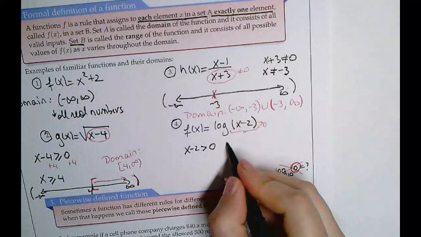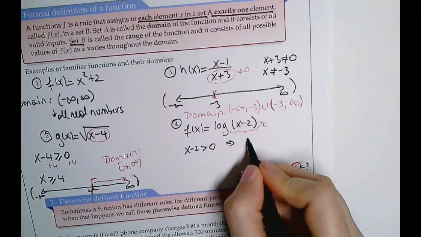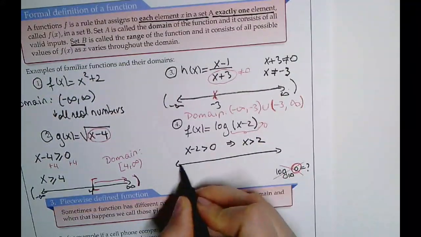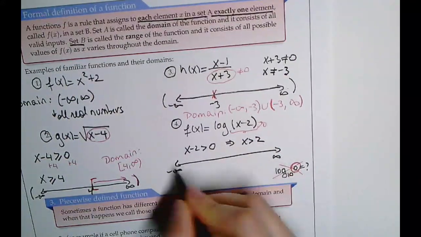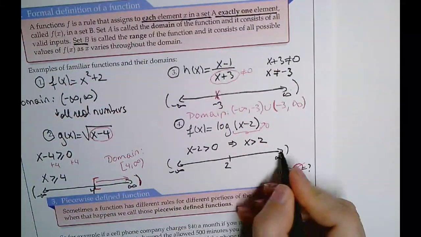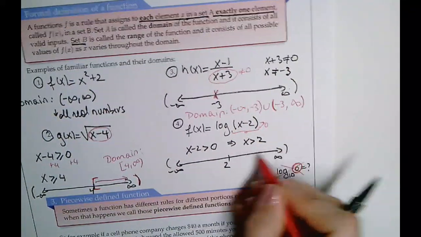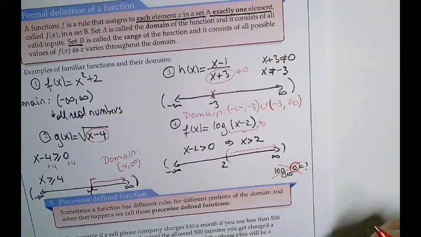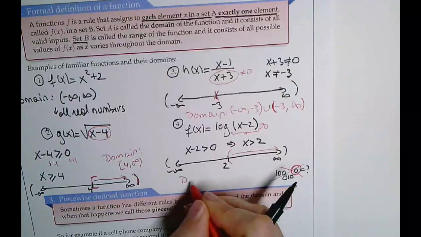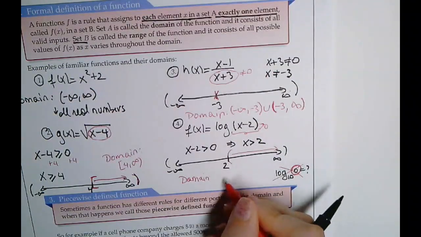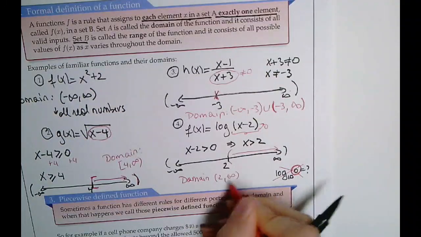And this will give us, if I add 2 to both sides, that x is greater than 2. And if I draw my number line again, if 2 is here, x is greater than 2 means everything after 2 and not including 2, so parenthesis. So the domain for this other f of x is going to be 2 to infinity.